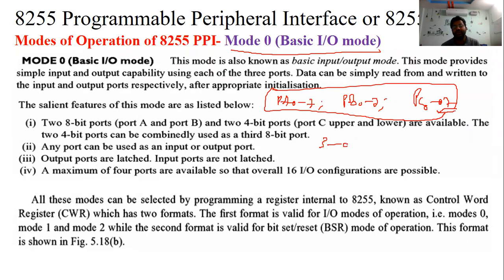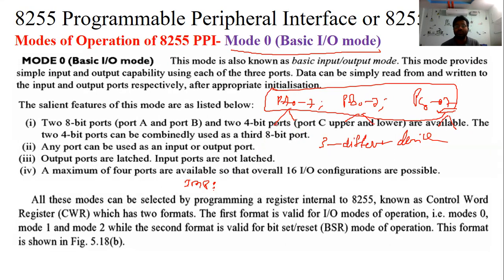So 3 different devices we are going to connect. This port may work as an input port or output port. This port may work as an input port or output port. This port may work as an input port or output port. But the ports PA0 to 7 do not work as a bidirectional port at a time. Remember, in this mode, keep that important point in mind: these ports will not work as bidirectional ports.